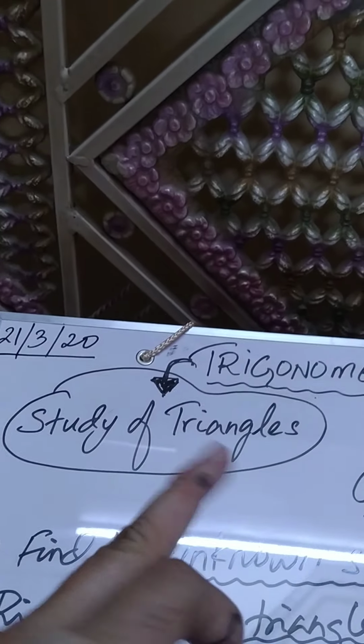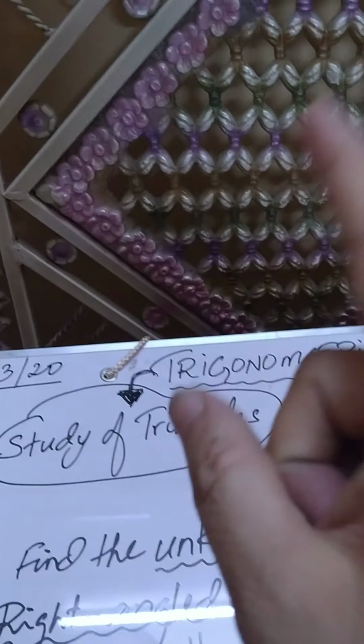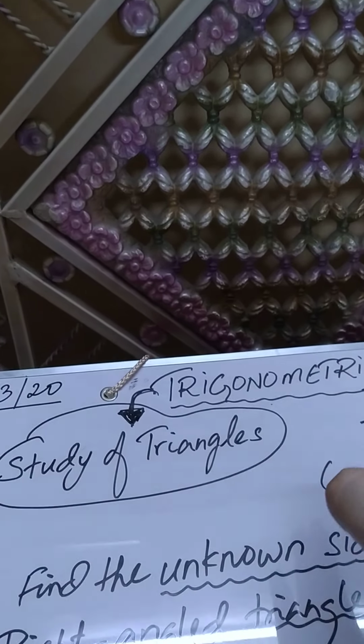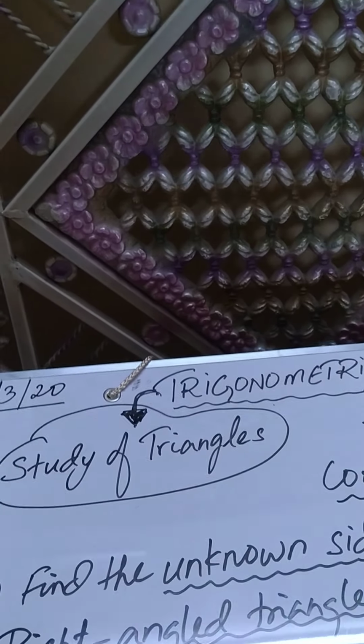We know what is three corner? Three corner means triangle. So triangle measurement. So trigonometry is triangle measurement, or in short we call it study of triangle. So remember this thing guys, trigonometry is study of triangle.